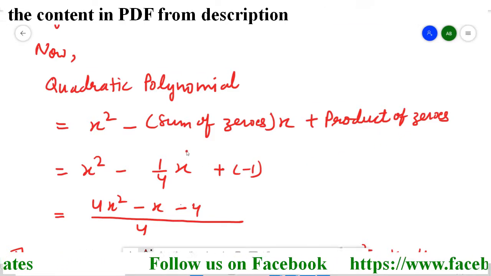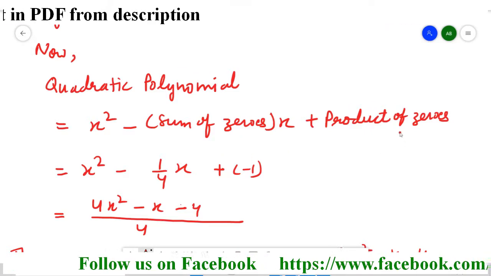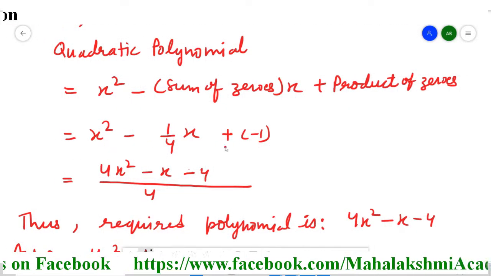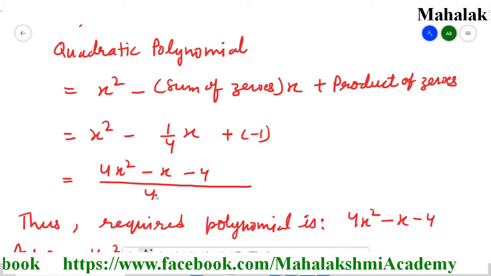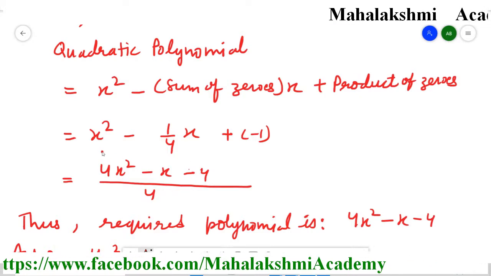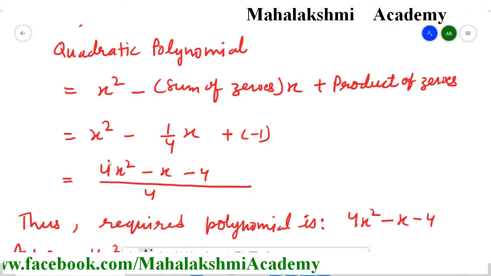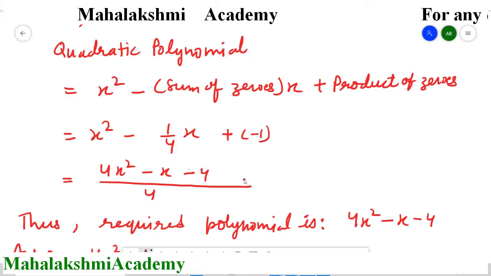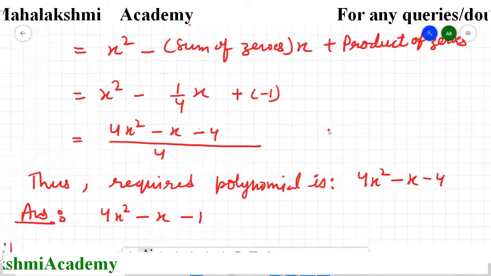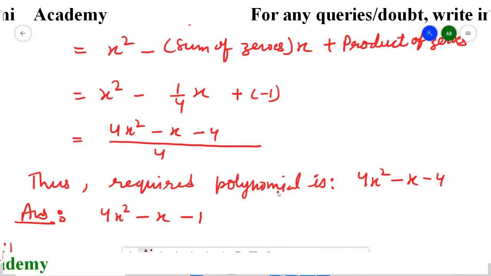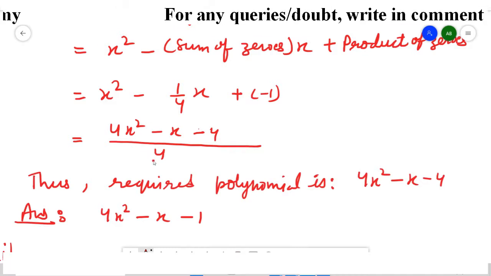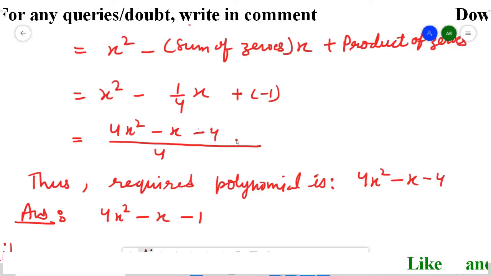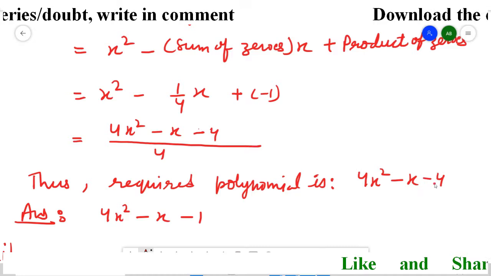Now in this formula, just substitute the values. Sum of zeros is 1 upon 4 and product of zeros is minus 1, so I replaced them. Now take the LCM. The LCM is going to be 4, and the numerator process you know, because nothing is there means 1 is there. So 4 divided by 1 is 4, then 4 multiplied by x square is 4x square. Like this, take the LCM and it will give you this result. Now the required polynomial is, in this you have to avoid the denominator, only the numerator we have to consider. So it's going to be 4x square minus x minus 4.